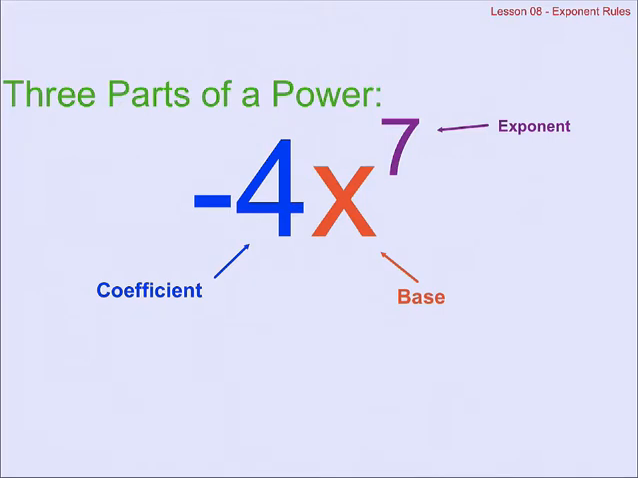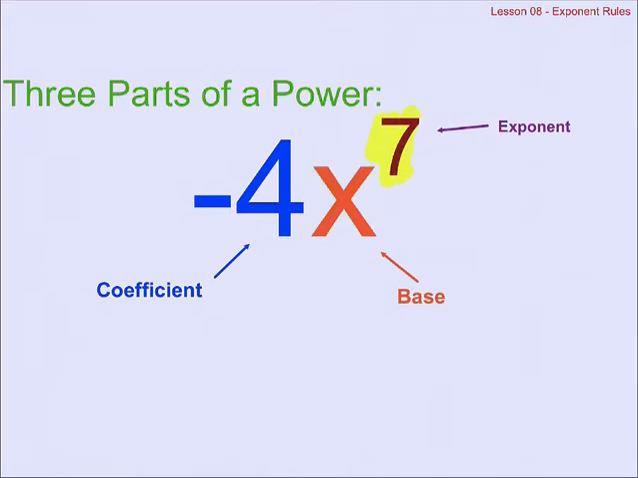The first part is the number in front, that's the coefficient. And then the second part is the thing that's being raised to a power, that's what we call the base. In this class, if anything, that's typically going to be an x. And then the number up here is what we call the exponent.